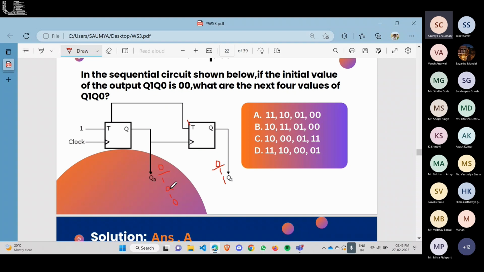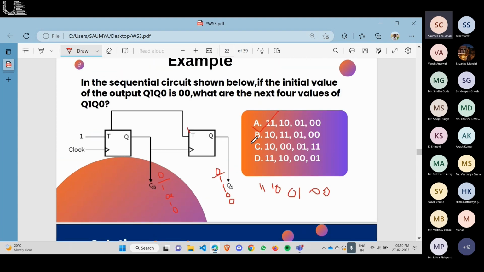In the third step, the clock is going from 0 to 1, so it will change the value. As T is 1, it will invert the value to 0. In the fourth step, the clock is going from 1 to 0, so it will not change its value, so it's 0. We have to give the answer as Q1 and Q0. So Q1 is 1, 1, 0, 0 and Q0 is 1, 0, 1, 0.